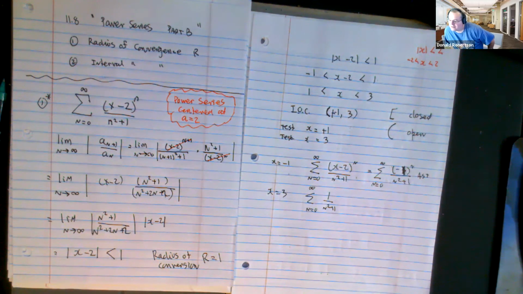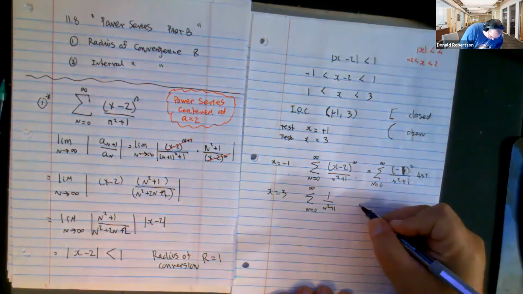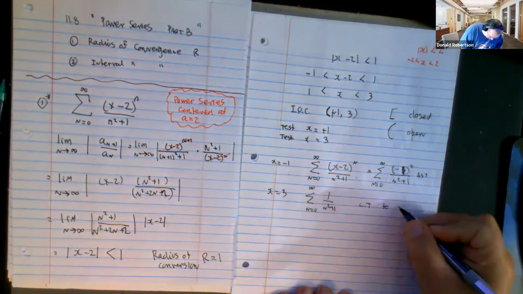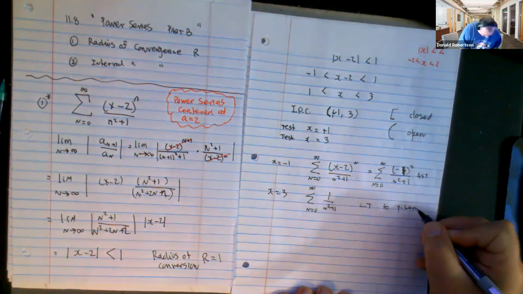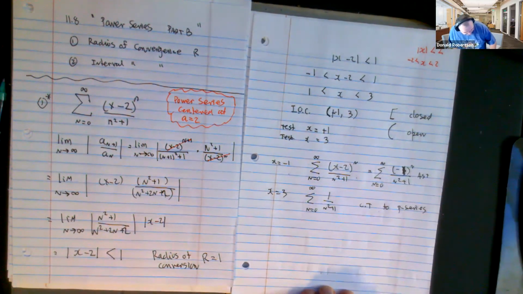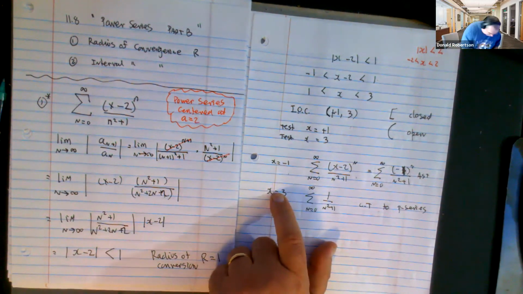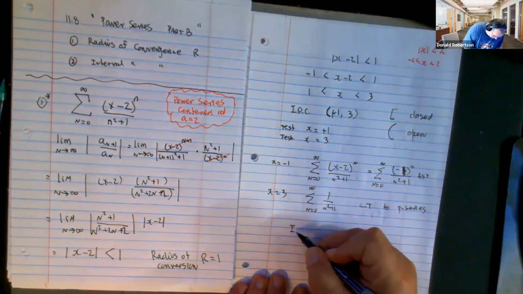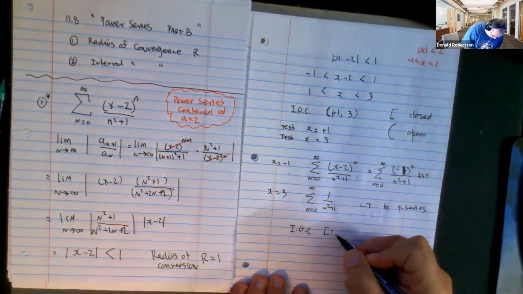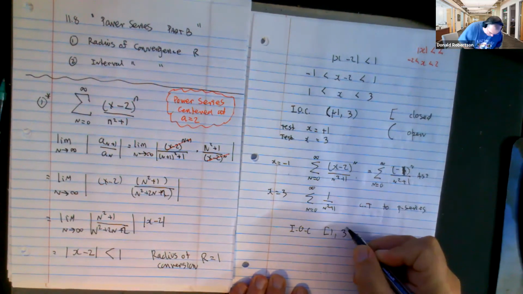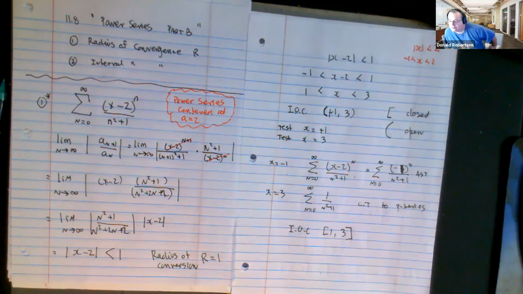P-series now, agreed? You could do a comparison test to a P-series. Now, in this particular case, didn't both these guys give me converging series? So the interval of convergence is 1 to 3. And you notice we're using square brackets to indicate you can include the endpoints.